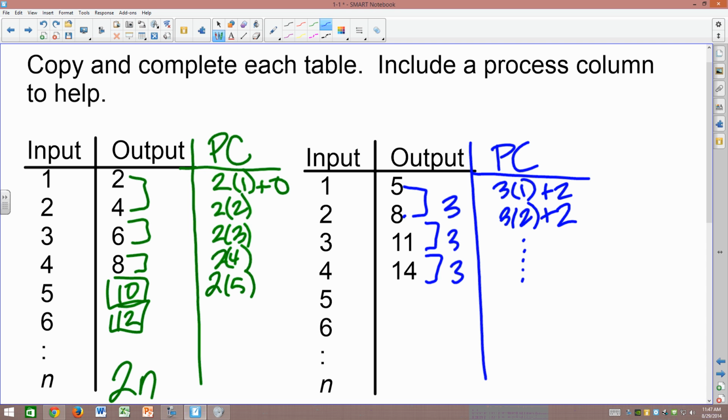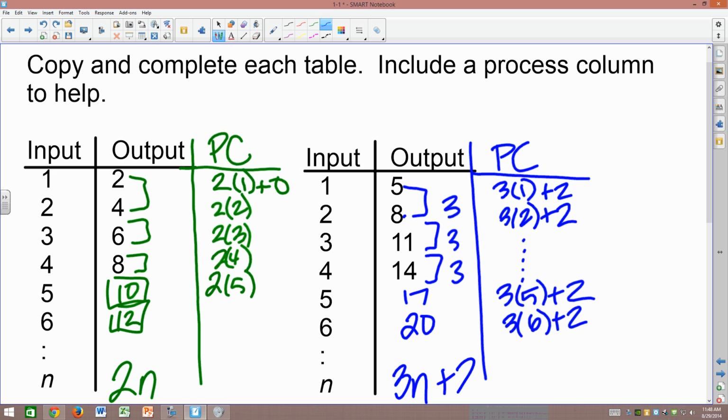So you would continue that. We'd get down here. 3 times 5 plus 2 is going to be 17. Okay, next is 3 times 6 plus 2 is going to be 20. So those were the ones we had to fill in. So what is the rule? 3 times n plus 2. Perfect. And so the output, you can either add 3 and then do the PC column, or do the PC column and then do the output.